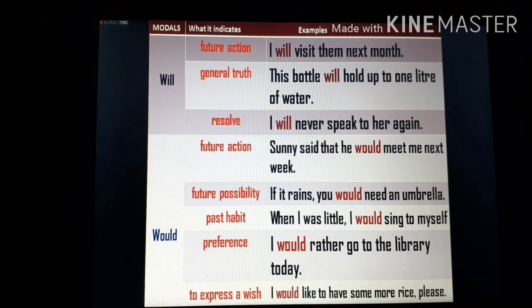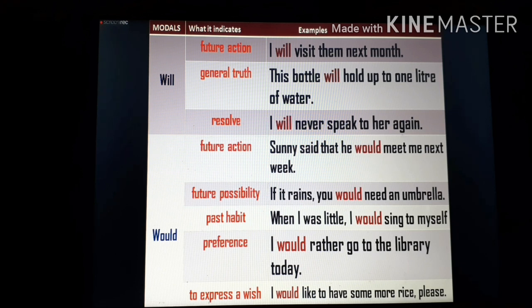Will is used to indicate future action, general truth, or to resolve any fact or thing. Example, I will visit them next month. This shows future action. This bottle will hold up to 1 liter of water, expresses a general truth or a fact. I will never speak to her again.